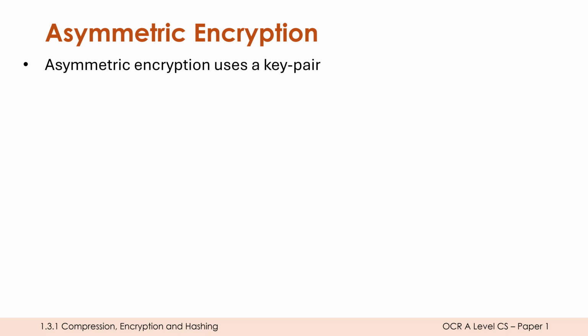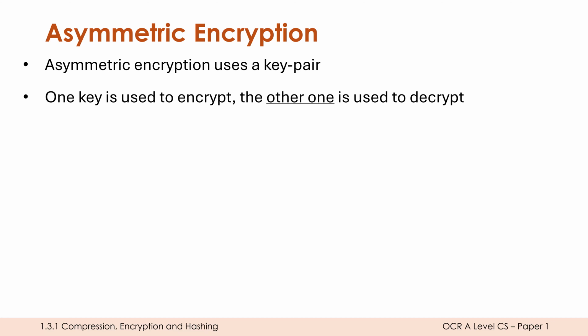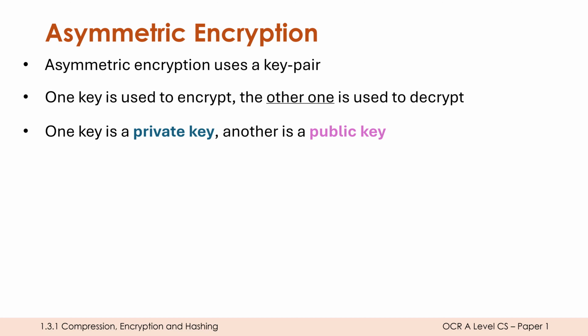So instead of using one key, asymmetric uses a key pair. So one key is used to encrypt and the other one is used to decrypt. And the two keys are called the private key and the public key. The private key needs to be kept secret in the same way that a symmetric encryption key has to be kept secret. The difference here is our public key can be available to anybody. There is no risk to this public key being seen by an attacker.